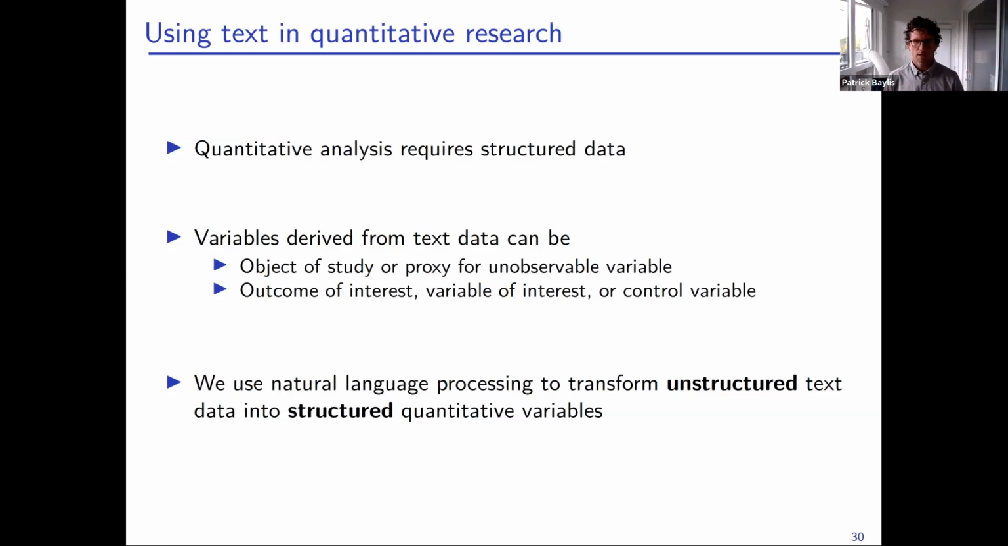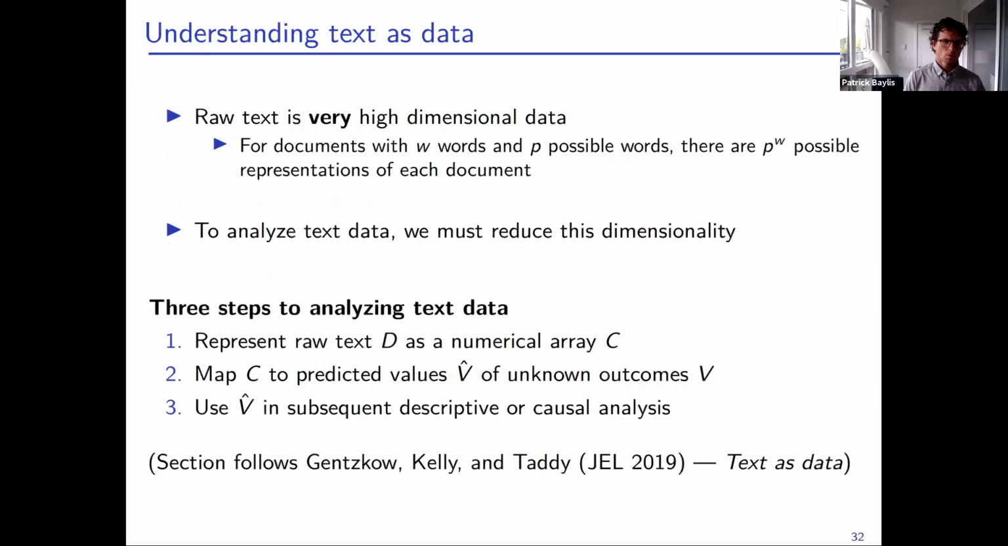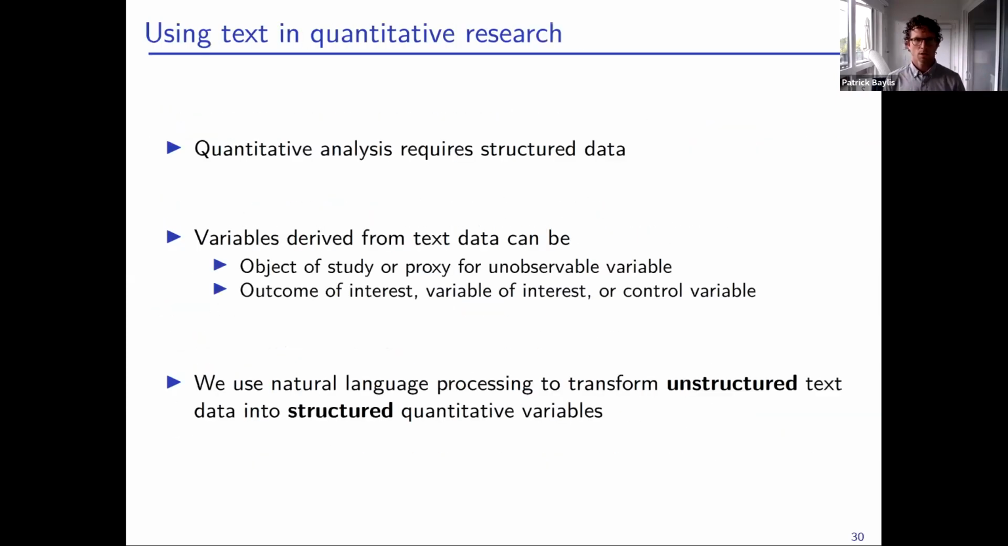from that data set. So you can think about variables from text data as either the object of study or a proxy for something that we care about, or maybe the outcome of interest per se. So we're either going to be including it in a descriptive analysis or in a causal analysis, or we might be including it in a predictive analysis. In either case, we need to use some form of natural language processing to transform this unstructured text data into a structured set of quantitative variables that we can include in our models.